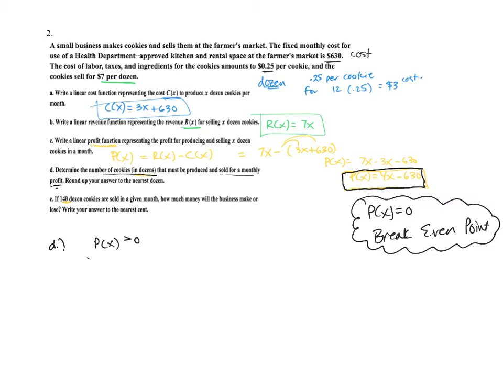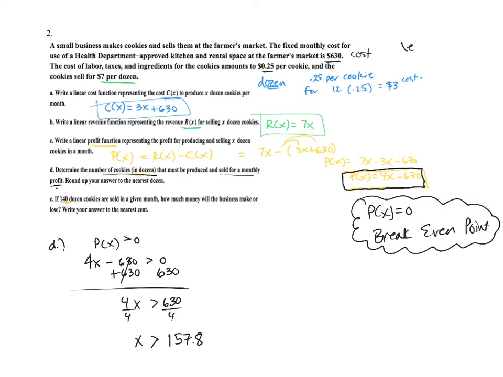So here we go. Put in the profit function, which is 4x minus 630. We want that greater than 0, so we'll solve for x here. And we would get 4x is greater than 630. Dividing by 4, we get that x is greater than 157.5. So what does that mean? We need to remember that x is the dozens. Oh, I should write that down. So let x equal the number of dozen cookies.